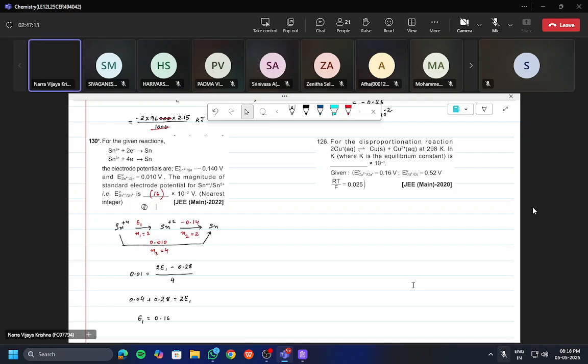So here also construct a Latimer diagram. No need, I think they gave complete values. Copper +2 to copper +1 is given. Copper +1 to copper is given. Now everything is completely given.